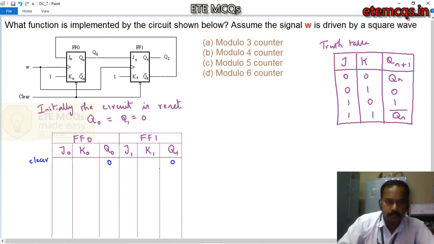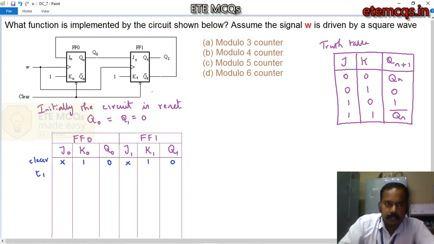Now you just assume that the first trigger happens. Let the first trigger be represented by T1. So at T1, since the clear condition has disabled all the inputs, when the flip-flop is reset, the input is completely disabled irrespective of the value of J0, K0, J1, K1. We just assume that initially the flip-flop is completely cleared.